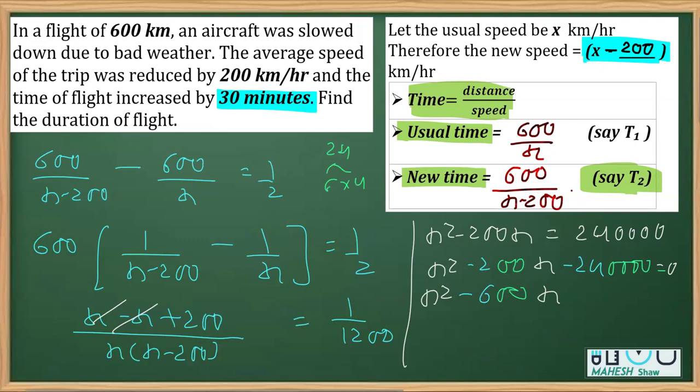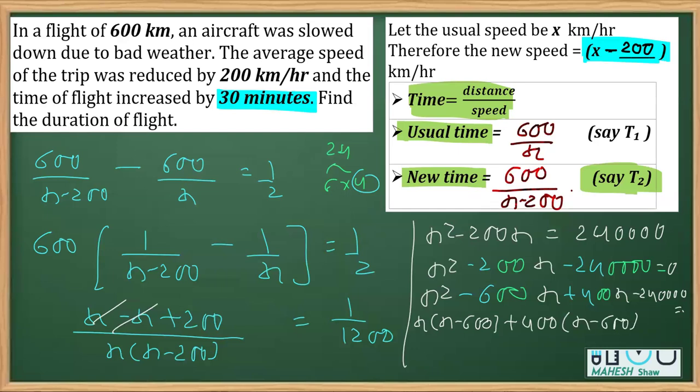And this is 24, minus 6 plus 4, so 4 followed by 2 zeros here times x, and then minus 24 followed by 4 zeros equals 0. Now, if you take x common from the first two terms, what you're going to get is x minus 600. And if you're taking positive 400 common from here, it's again x minus 600 equals 0. So we have x minus 600 times x plus 400 equals 0.